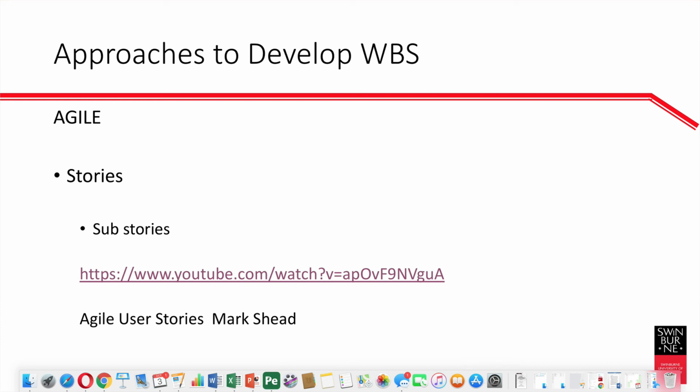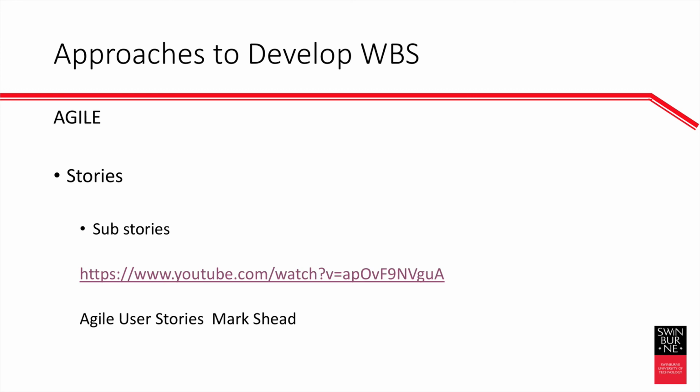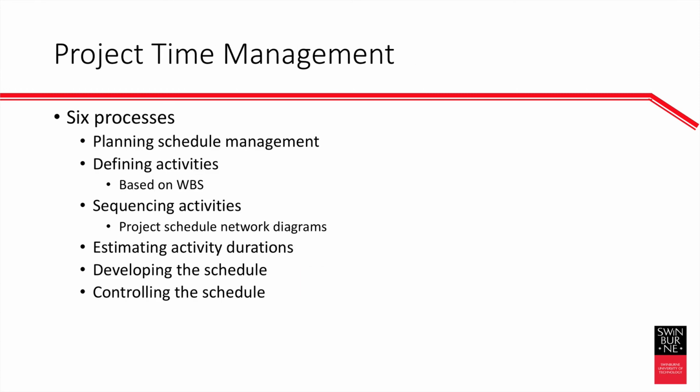So that's the Agile approach to defining scope, using stories. It's very powerful. And it could apply both in terms of Agile and waterfall planned projects. So time management. There are 6 processes in time management. Planning the schedule management, defining the activities, sequencing the activities, estimating activity durations, developing the schedule, and controlling the schedule. And these apply whether you're doing waterfall or Agile.